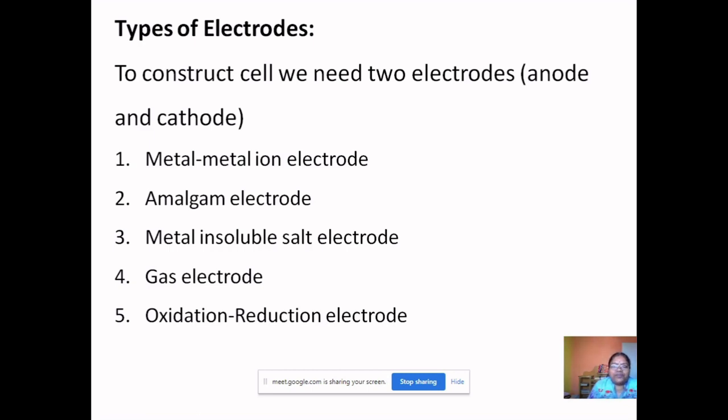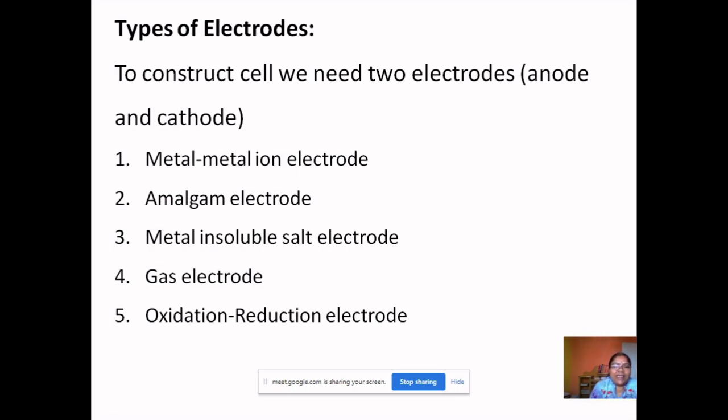Again, in the determination of single electrode potential, we have seen one is the reference electrode whose potential is constant, that we have to choose, and the other electrode whose potential we have to determine. Now this other electrode is based on these basic 5 types. So there are basic 5 types of electrodes.